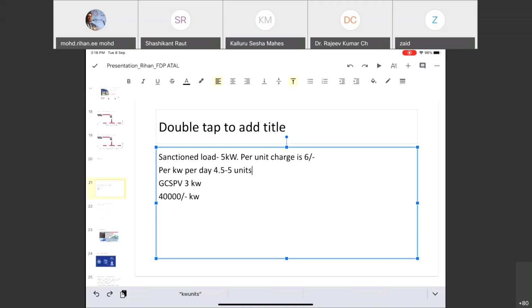Now, I want everyone to try this exercise and see what your calculation says, and send your answer in the comment section to me. What does your calculation say about the ROI?